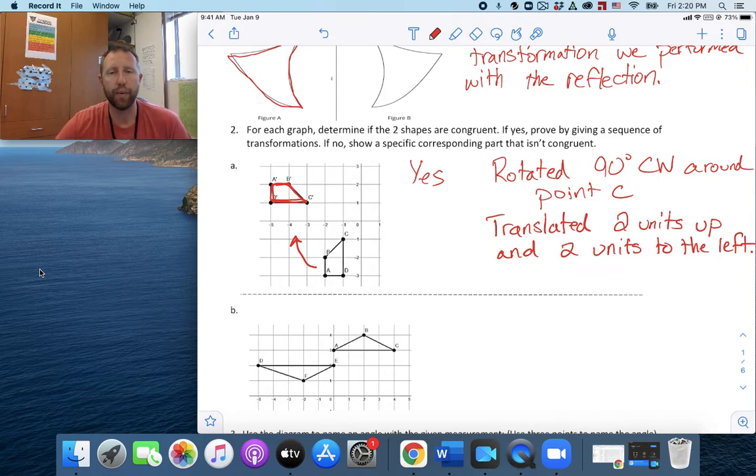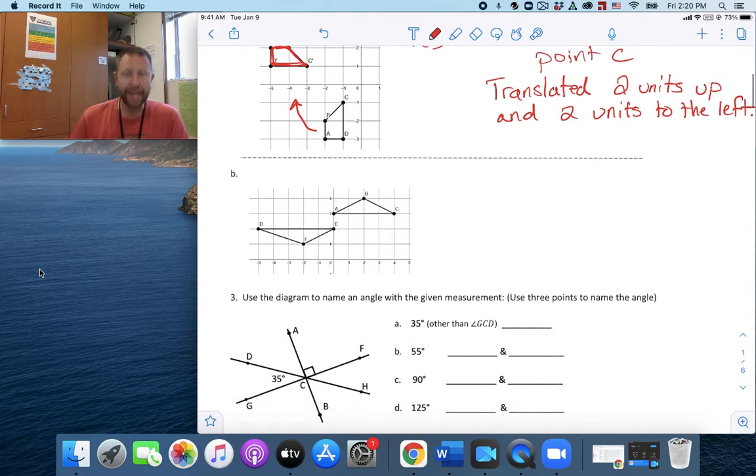Awesome. Now with your patty paper, you may find that you can do just one transformation and that's it. No other transformations need to happen. If you can figure out how you can do this with one rotation, I'll let you figure out where that center of rotation is. For B, this one looks like I would have to do a reflection and then a translation to get that over there.